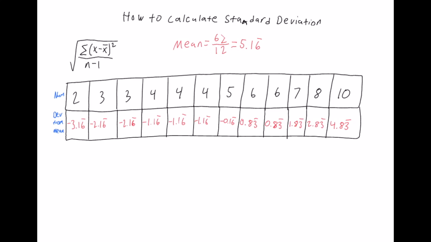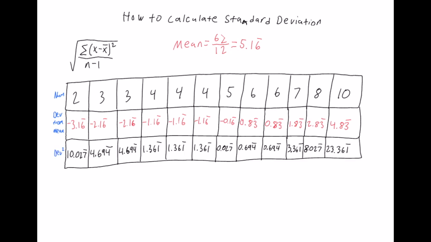The next step is we want to square each of these numbers. So go into your calculator and square these numbers. So after you square each of these numbers, which you should get these, that's this portion of the formula. So we've found the deviation of the mean and then squared it.